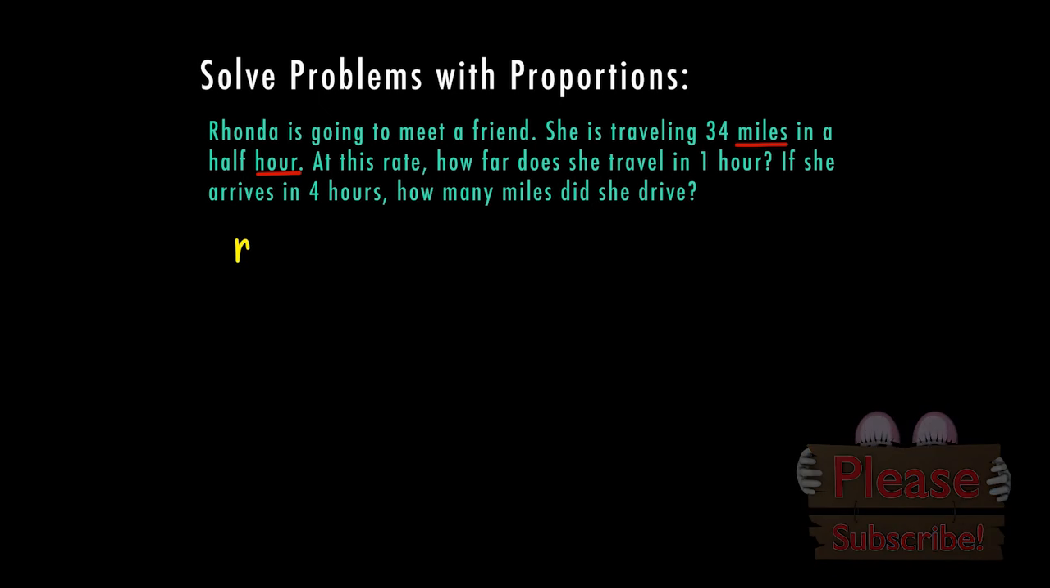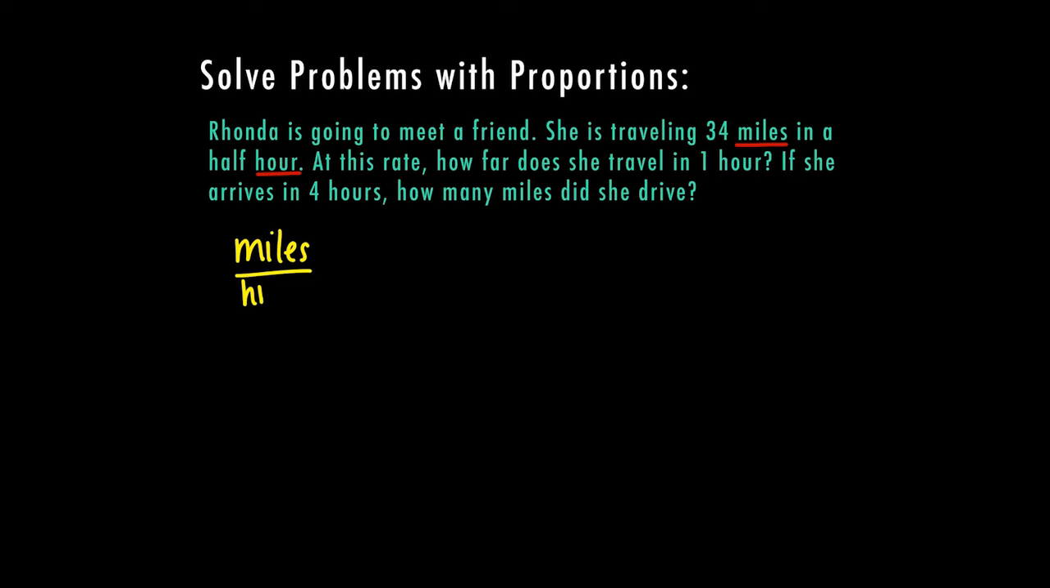So if we're comparing miles to hours, there's our ratio. And I know that she is going 34 miles in a half an hour. Since this is a half hour, I'm going to change that to a decimal and make that 0.5, so that our denominator is in hours and not minutes. Then we have how far does she travel in 1 hour. So the other side of my proportion is still going to be labeled miles on top, hours on the bottom.